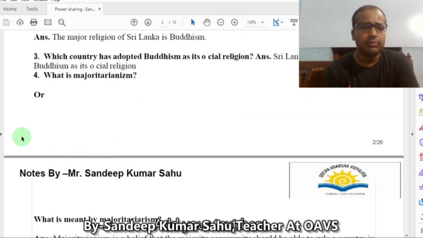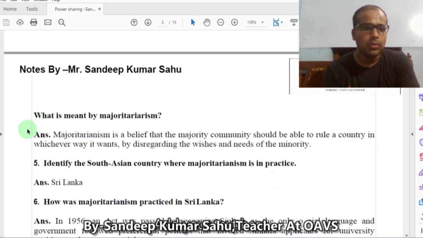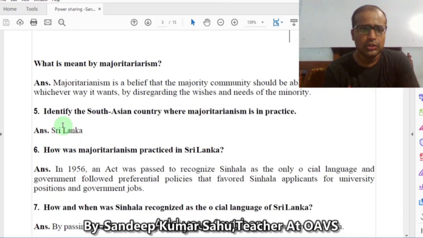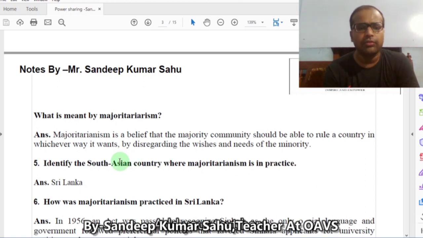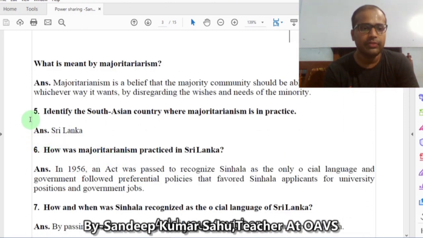What is majoritarianism, or what do you mean by majoritarianism? Majoritarianism is a belief that the majority community should be able to rule the country in whichever way it wants. So the major community of Sri Lanka, the Sinhala speakers, want to rule the country as they wish, disregarding the Tamil speakers, who are the minorities. They show no respect for the Tamil speakers. They disregard their cultures, values, religions, and languages in the country.